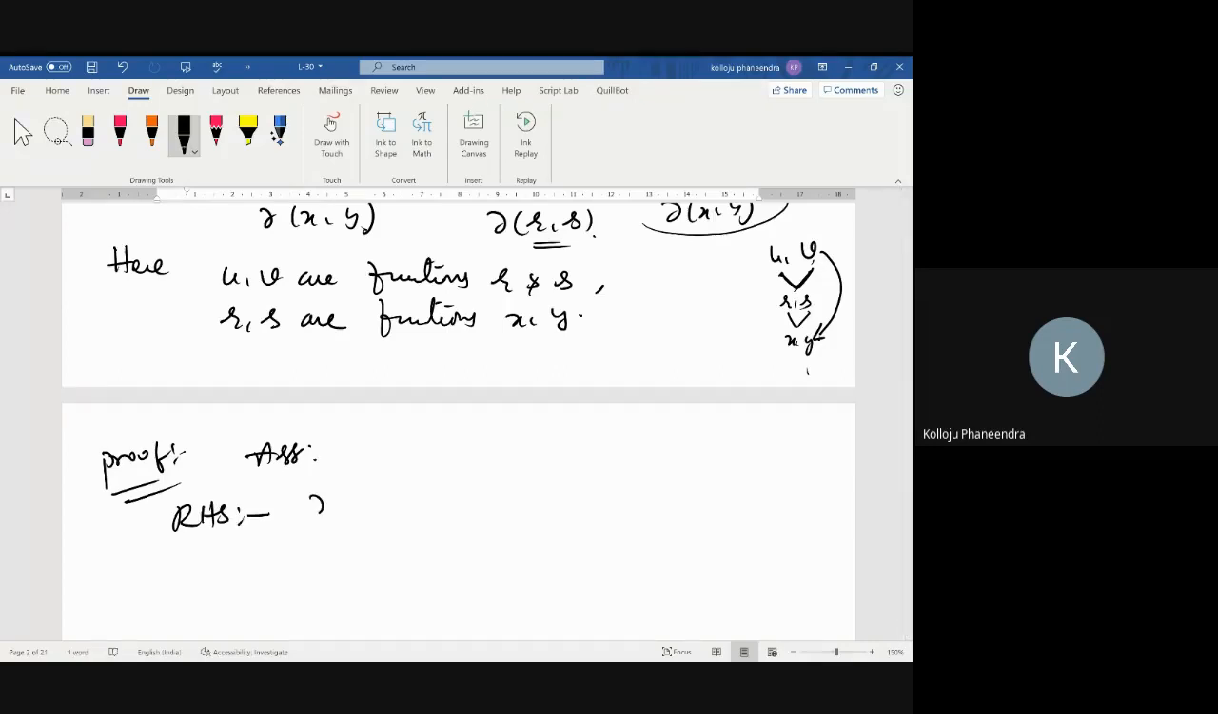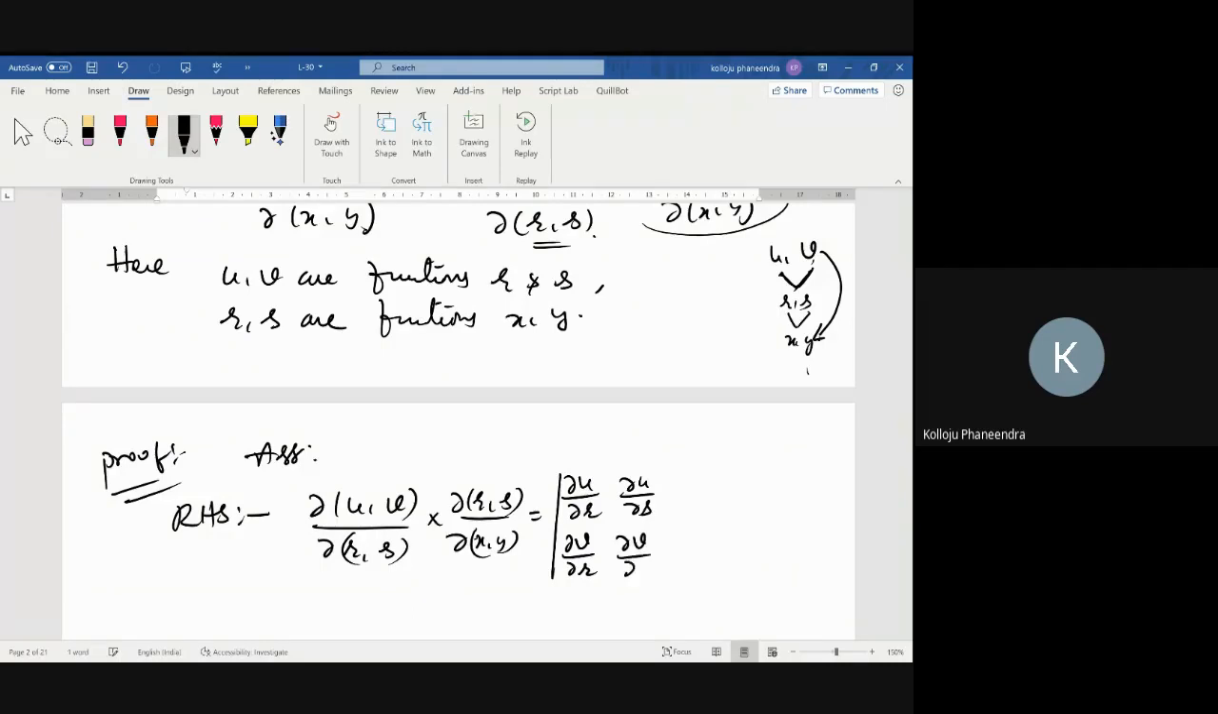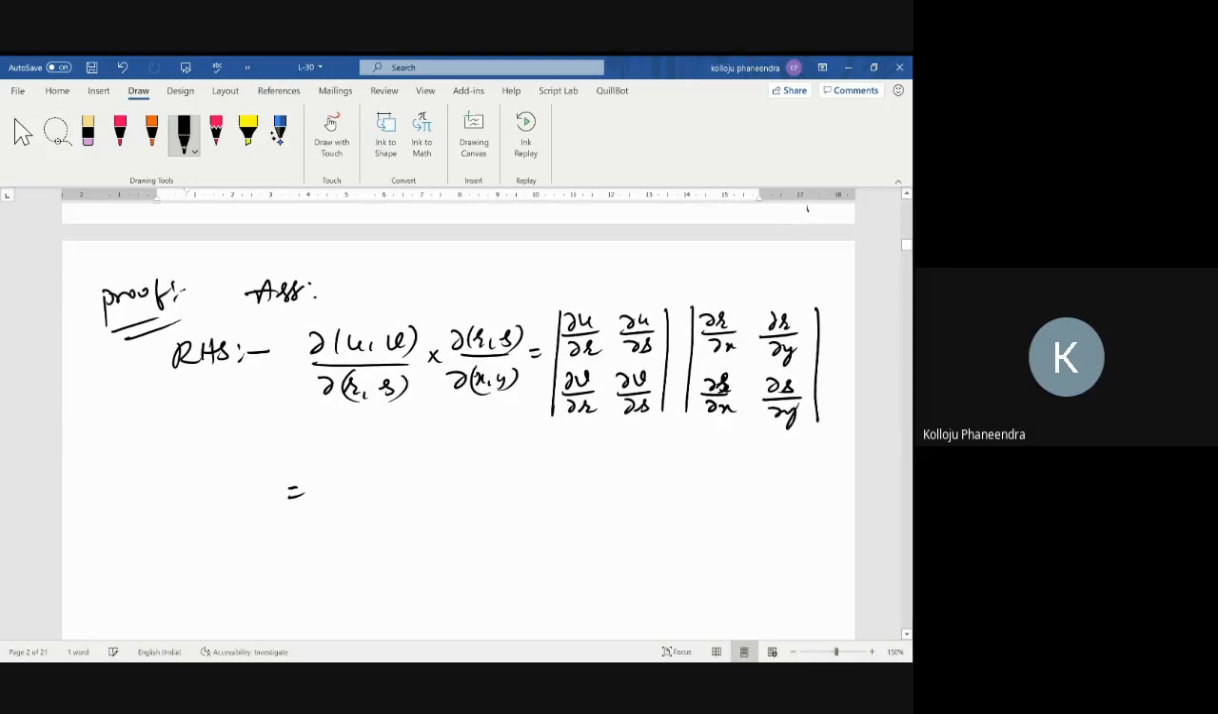From RHS, write first dou UV by dou RS, multiplied by dou RS by dou XY, equal to, write the determinants: dou U by dou R, dou U by dou S, dou V by dou R, dou V by dou S, multiplied by dou R by dou X, dou R by dou Y, dou S by dou X, dou S by dou Y. Take the multiplication, just fast. If I take the multiplication, dou U by dou R, dou R by dou X, plus dou U by dou S, dou S by dou X.